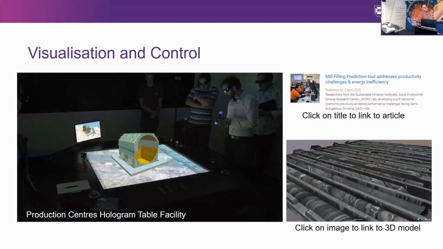And in addition to that, we're developing tools in the area of visualization and control, which will help to connect the variability piece to the processing piece. So we have our hologram table facility. This is also mocked up, but we're working on putting a lot of our machinery into a form where it can be visualized in that hologram table and online, and using more augmented reality, because that's what's going to be necessary in order to incorporate that variability into actual flexible mining and processing.